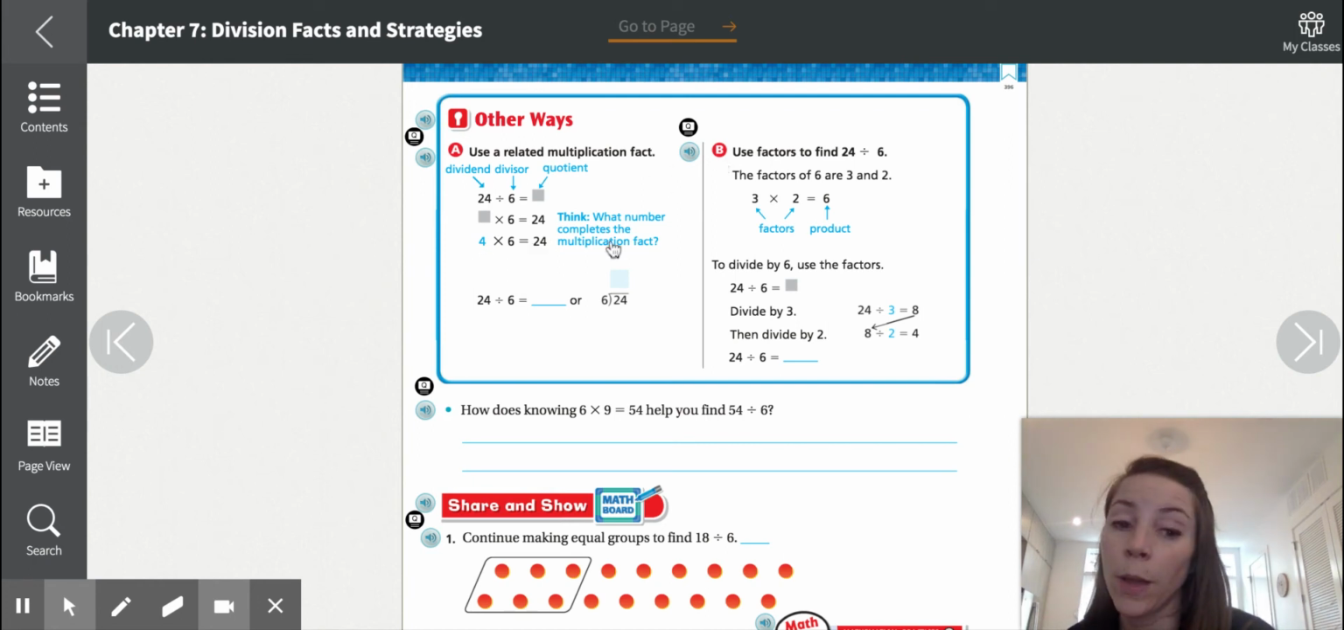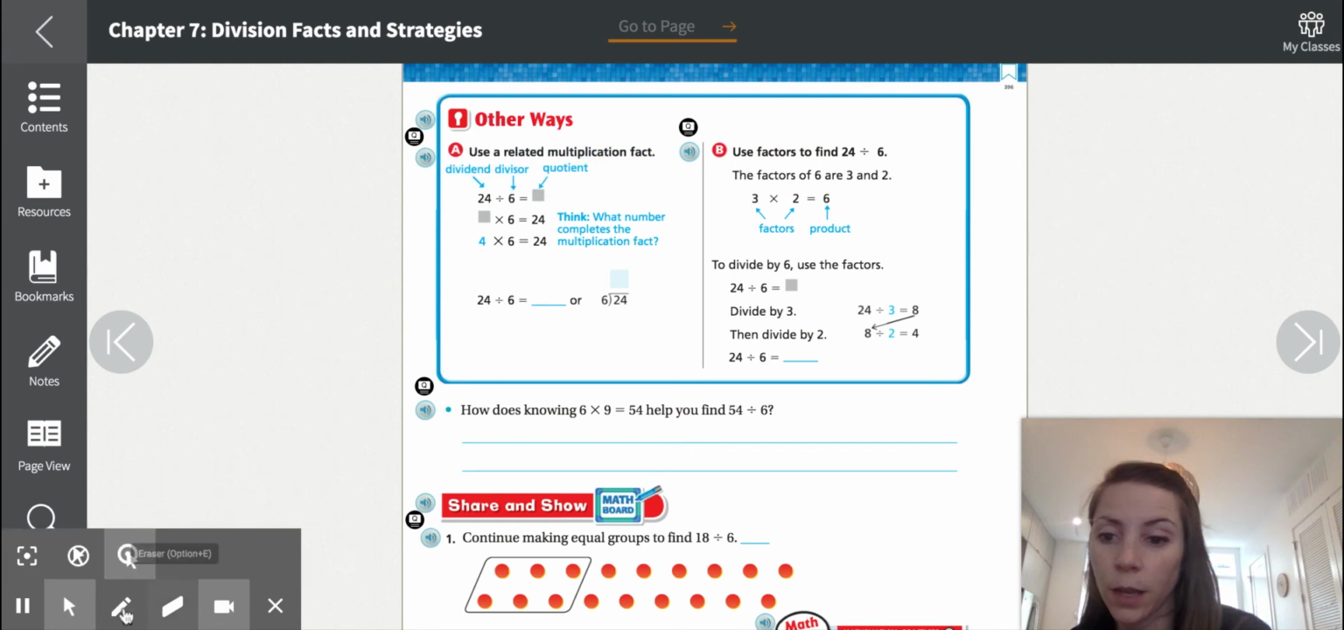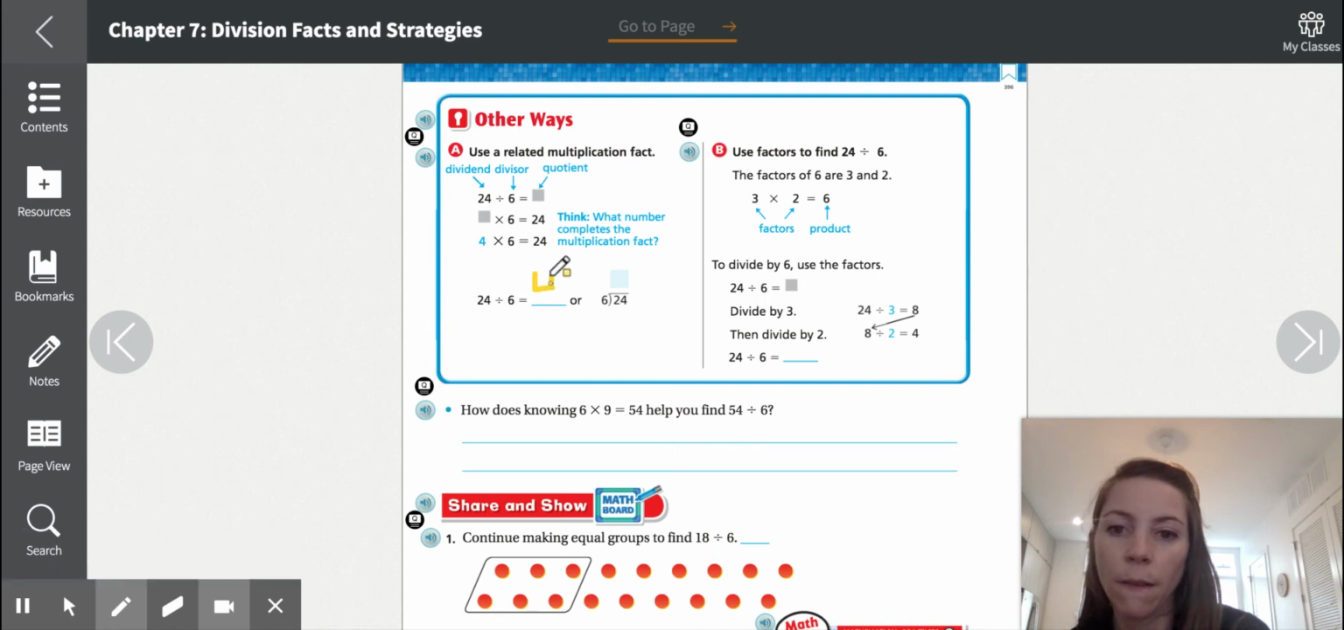For people who maybe don't know all of their multiplication facts, here, let's fill that answer in. Let's get a color first. Orange. Put that in. Oh, that's a nice color. 24 divided by 6 is 4.